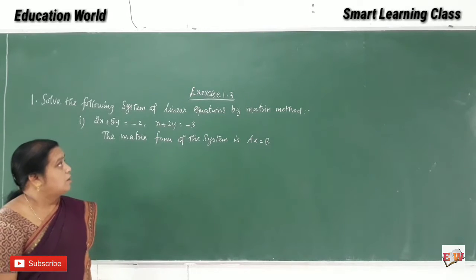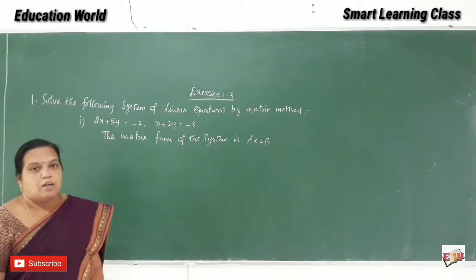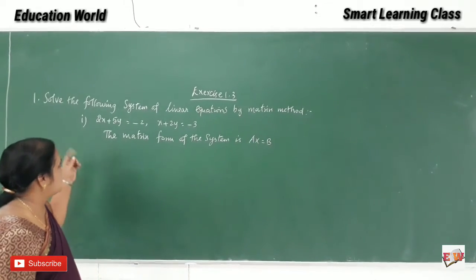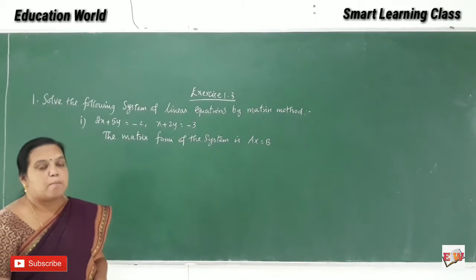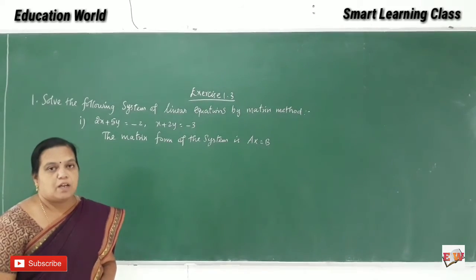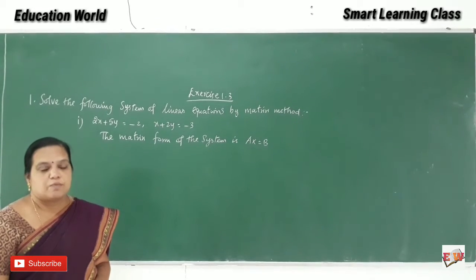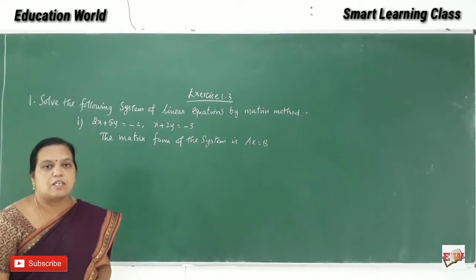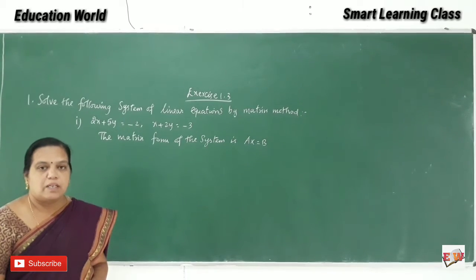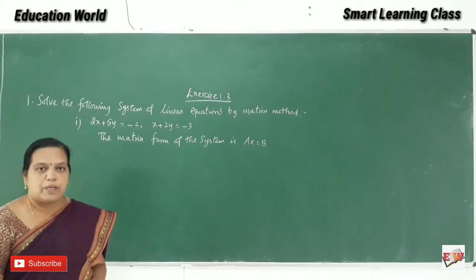Now we'll see exercise 1.3. In 1.3, first sum: solve the following system of linear equations by inversion method. Already we have seen the inversion method. Inversion method means first we have to write the given linear equations in matrix form. Then we have to find the values of x and y.